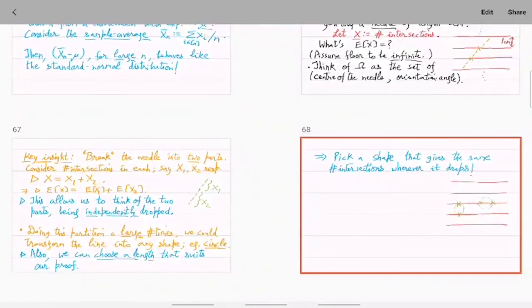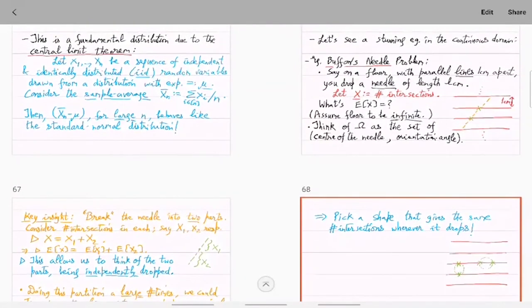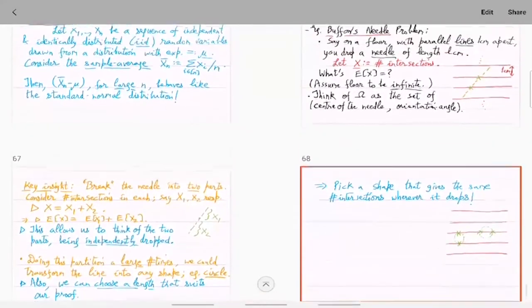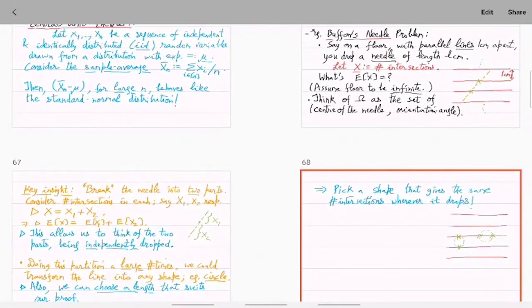Last time we were doing this nice example of a continuous random variable, which is called Buffon's needle problem. On an infinite floor, there are parallel lines, let's say 1 centimeter apart, and you drop a needle of some length, L centimeters. The needle falls in a random orientation, and the random variable of interest is the number of intersections with the lines on the floor.